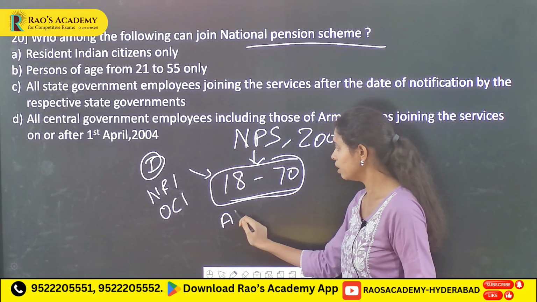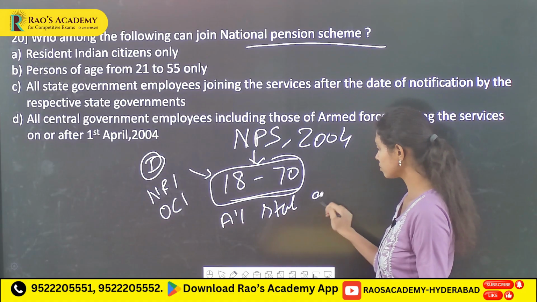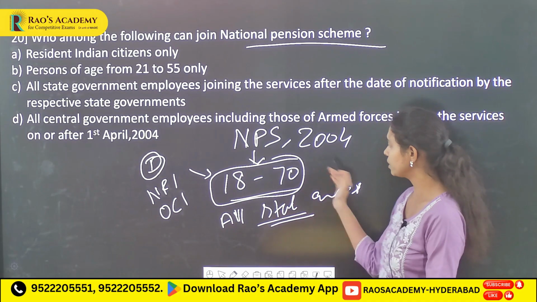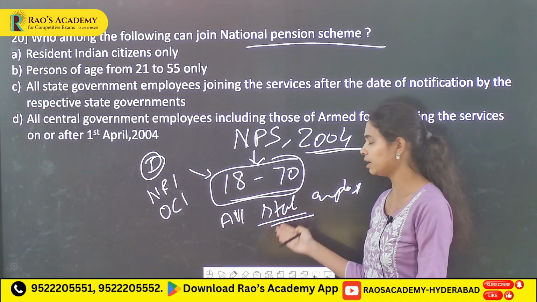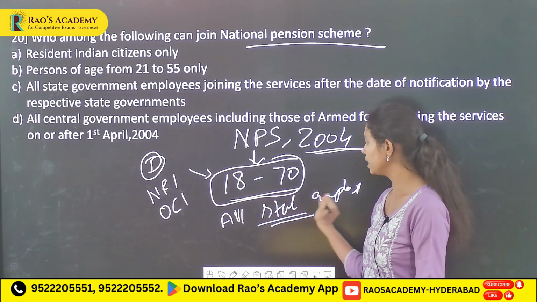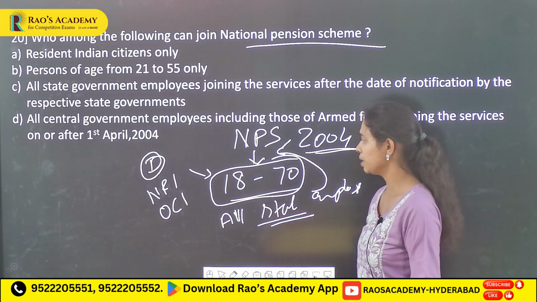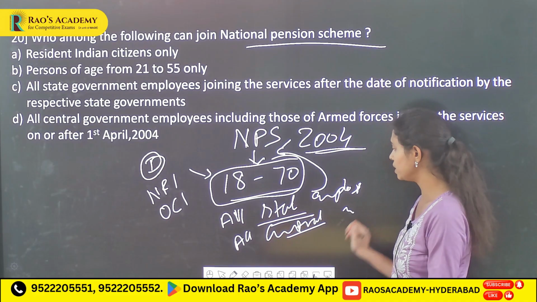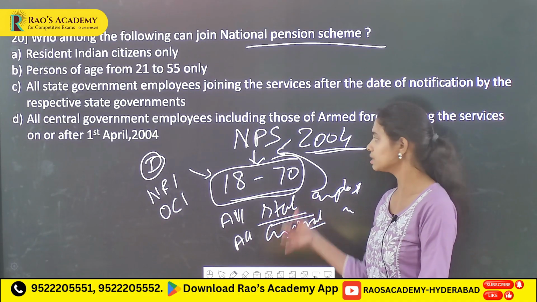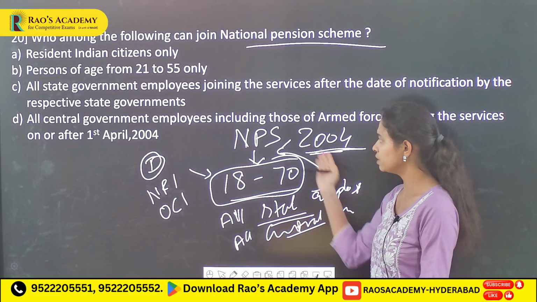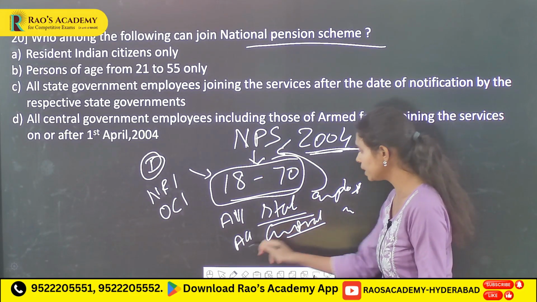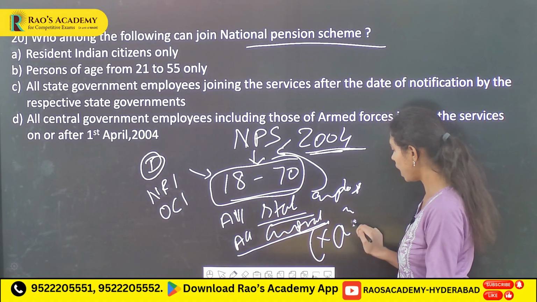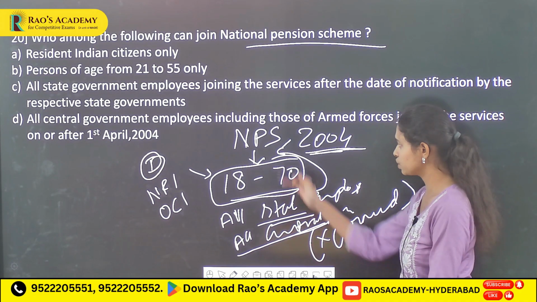As well as all state employees who have joined the state government services after 2004 are directly eligible under this National Pension Scheme, and also all the central government employees who have joined the central government services after 2004 are directly applicable under the National Pension Scheme. But here, the central government employees do not include the armed forces. Armed forces are the exclusion under this scheme.